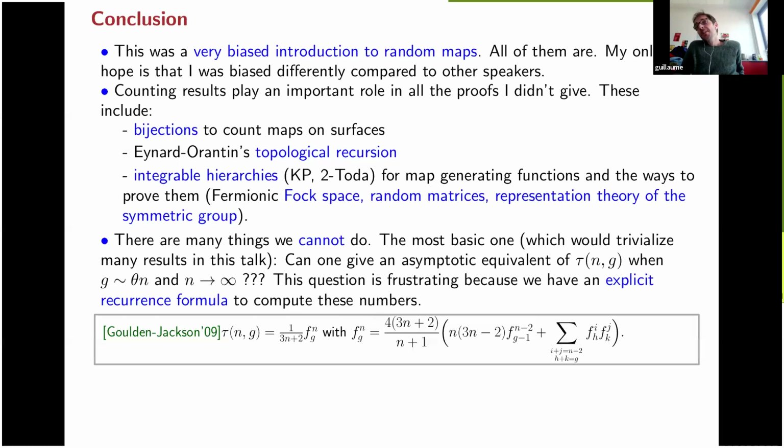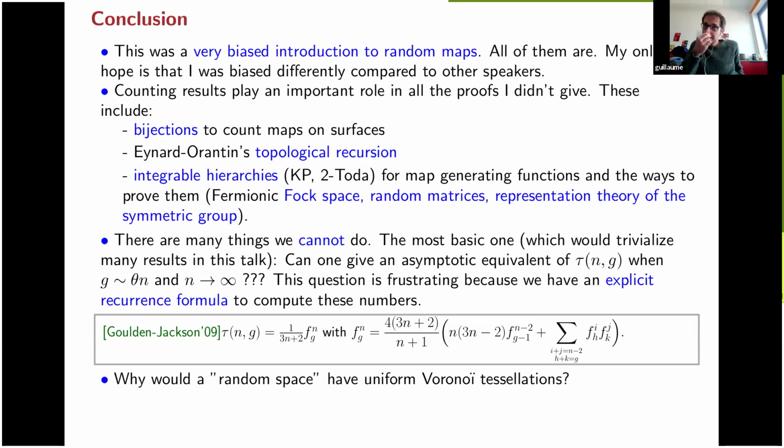And another thing that we cannot do, I mentioned it already, but I like this question so much that I will mention it again. It's about this Voronoi tessellation. So I repeat the conjecture: take a random map of genus g and take k points, uniformly at random on it, and look at the Voronoi tessellation, and look at the proportion of points in every cell. The conjecture is that this is a uniform random variable on the simplex.